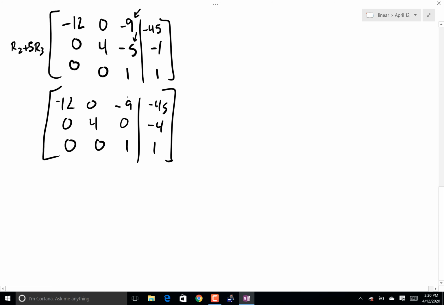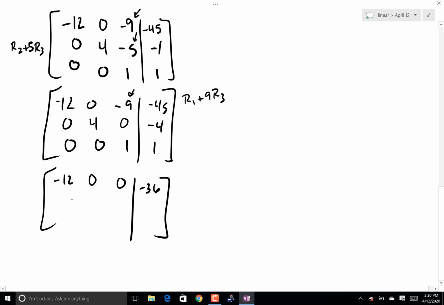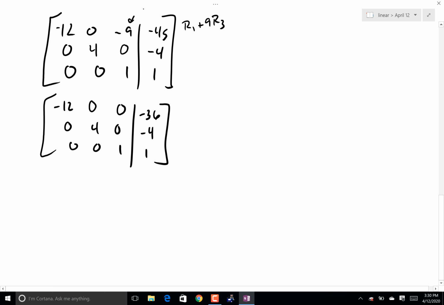Oh, boy. Now I need a 0 here. So I'm going to multiply, taking R1 plus 9 R3s. That gives me negative 12 plus 0, which is obviously negative 12. 0 and 0 is 0. Negative 9 plus 9 is 0. And negative 45 plus 9 is negative 36. I didn't change the middle one at all. And lo and behold, I'm down to here.